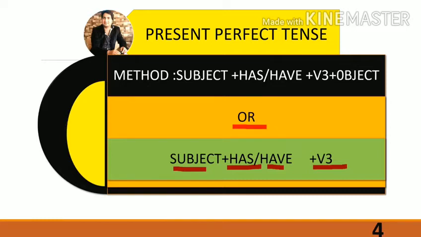So whenever there is present perfect tense, you can keep one thing in mind, that the method is subject plus has/have plus V3. It is a sufficient method of present perfect tense.